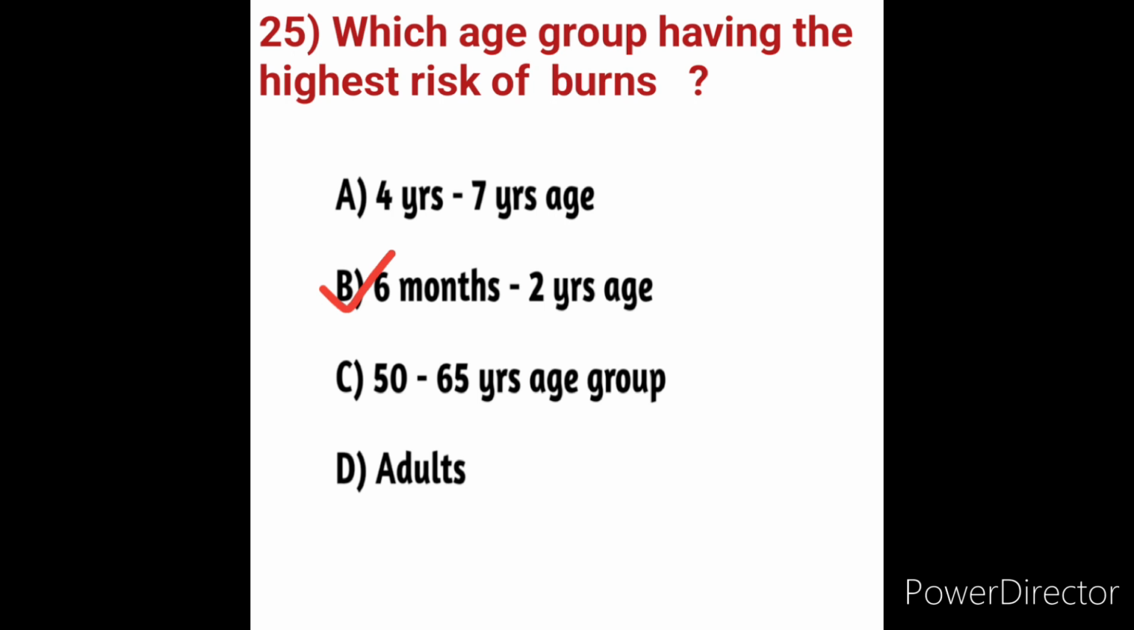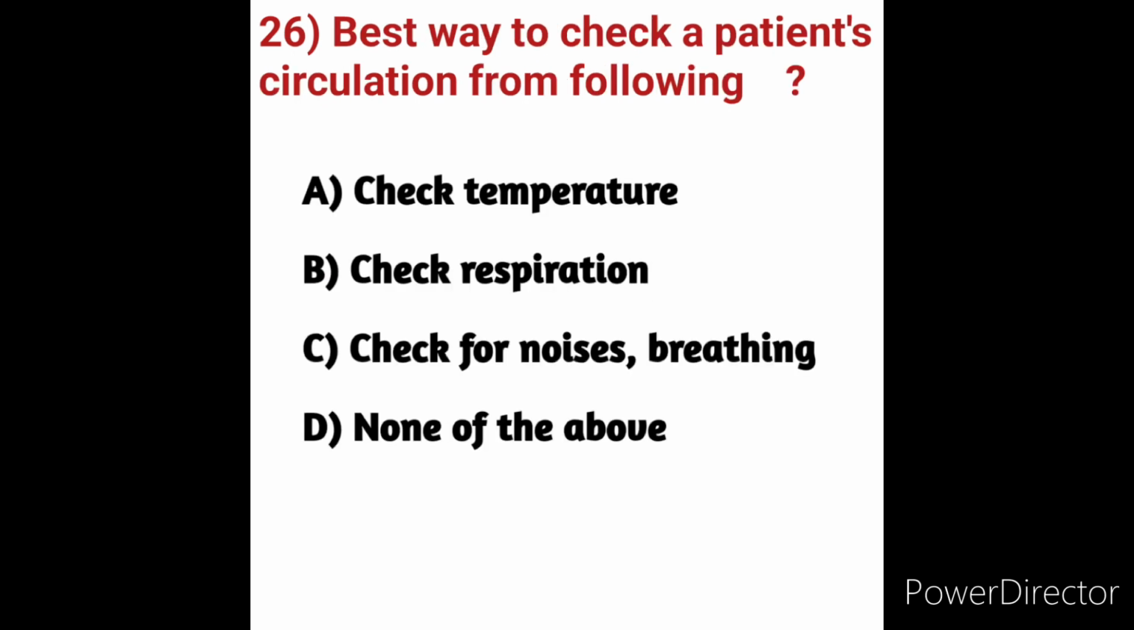Next we will move on to question number 26. What is the best way to check a patient's circulation from the following options? Option A, check temperature. Option B, check respiration. Option C, check for noisy breathing. Option D, none of the above.